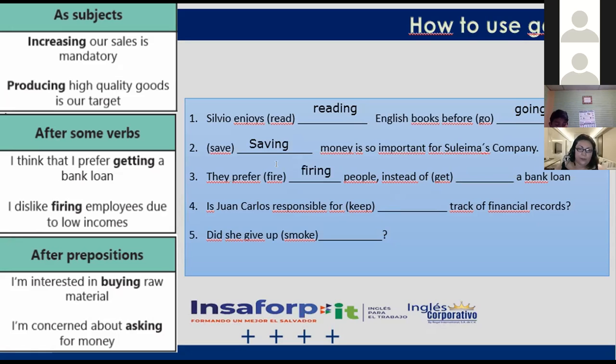Aquí la regla para escribirlo, ¿verdad? We drop letter E y agregamos ing, right? Quitamos la letra E y se convierte en ing. Ahora, con get, doblamos la letra T, ¿verdad? ¿Por qué? Porque tiene una vocal antes de la consonante y es unisílabo, ¿verdad? Getting, getting a bank loan. Number four, number four. Silvio, please.